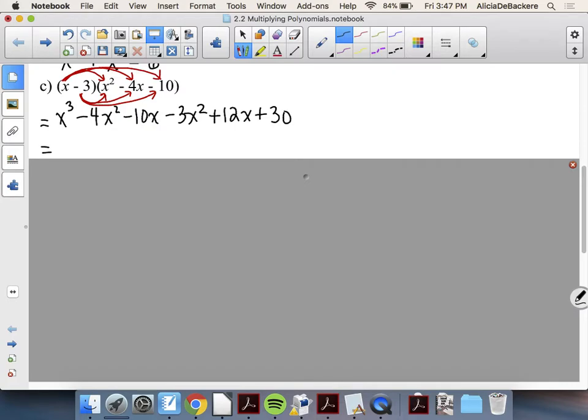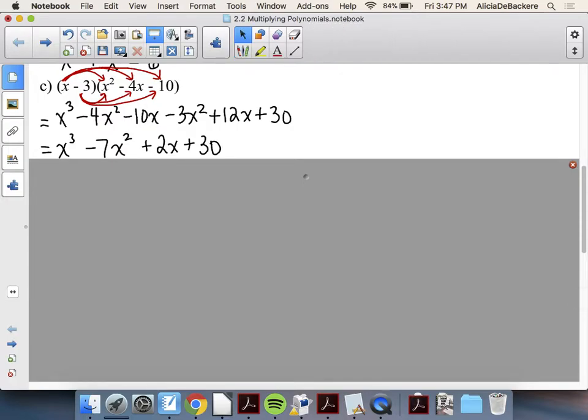And then to clean this up, I'm going to collect my like terms. There's only one x cubed term. And then I'm looking for x squared terms. I have a negative 4x squared minus 3 more x squareds. That's negative 7x squared. So I'm just adding the coefficients there. The variable exponents do not change when I'm adding or subtracting. And then I collect the x terms, negative 10x plus 12x, that's positive 2x. And then there's only one constant, 30. And that's as simple as I can get.